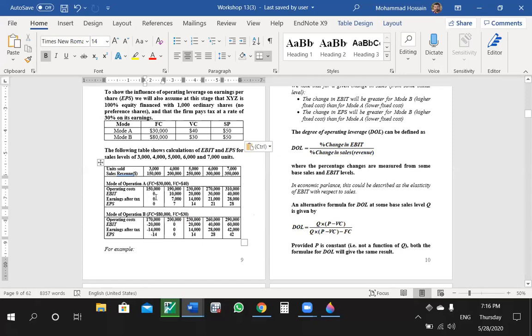Your EBIT is 0, earning after tax is 0, EPS is 0. For model B, 3,000 units multiplied by 30 is 90,000, plus their fixed cost of 80,000, so 170,000 is their operating cost. Operating cost here means total cost. As a result, their business is actually going for a loss. EBIT is minus 20,000.